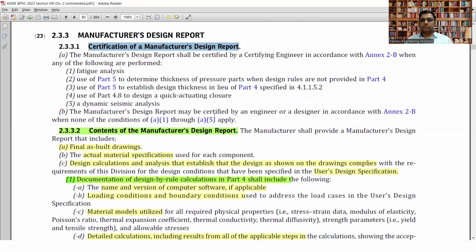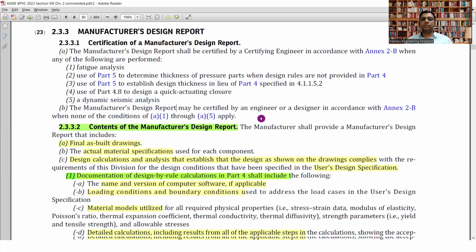Whether the design will be certified by an engineer or by the certifying engineer. The certifying engineer will certify if fatigue analysis is to be done, if there are no equations given in Part 4 and for that we have performed Part 5 analysis, if the vessel is totally designed with the help of FEA, if 4.8 is used for designing the quick actuating closure, and if there is any dynamic seismic analysis. Under these circumstances, the certifying engineer is going to certify that document.